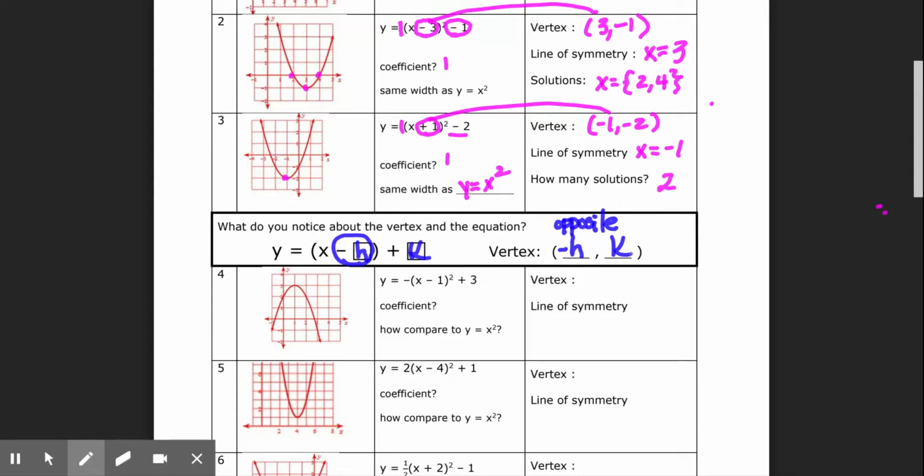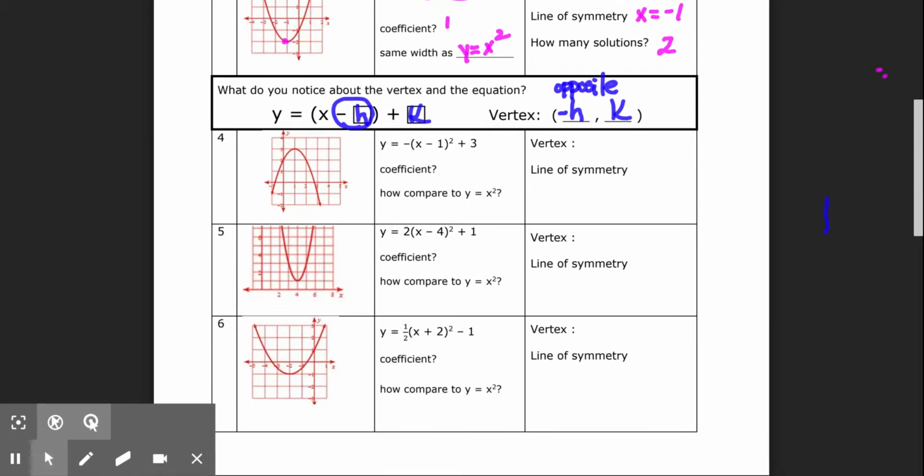So now let's see if we can practice that. Even though we do have a graph to look at, let's just kind of practice this without using a graph. So the coefficient is a negative 1. So how are we going to compare that to it? Well, the only thing different is that it's flipped.